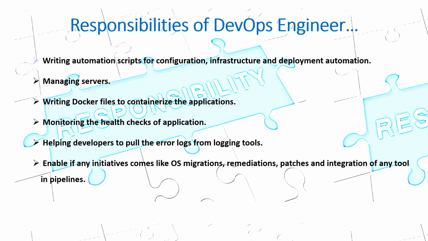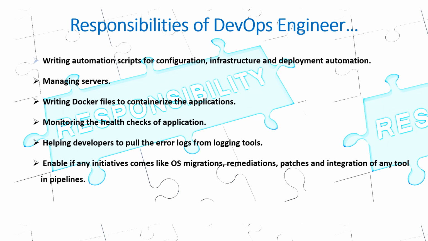DevOps engineers write automation scripts for configuration management, infrastructure provisioning, and deployment automation. They administer servers by patching and upgrading them. They write Docker files to containerize the applications.